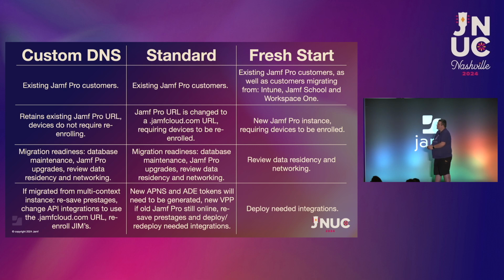So there's a few other things that we found here as well. We went the custom DNS route. If you migrate your multi-context instance, we would advise people to resave their pre-stages, because that will actually update the URL in the pre-stage, which helps that enrollment process go through. We've also found the API integrations often don't follow the 307 redirects, so you might need to change them to use the Jamf Cloud URL.